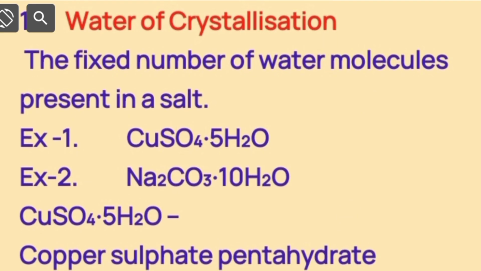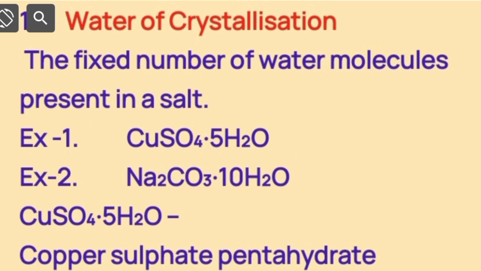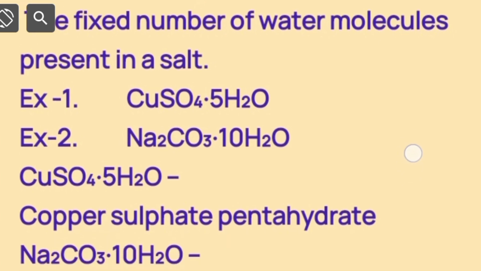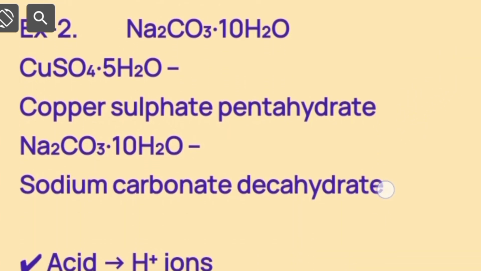Now come to the next topic, water of crystallization. The fixed number of water molecules present in a salt is called water of crystallization. For example, in case of CuSO4.5H2O, water of crystallization is 5. In case of Na2CO3.10H2O, water of crystallization is 10.